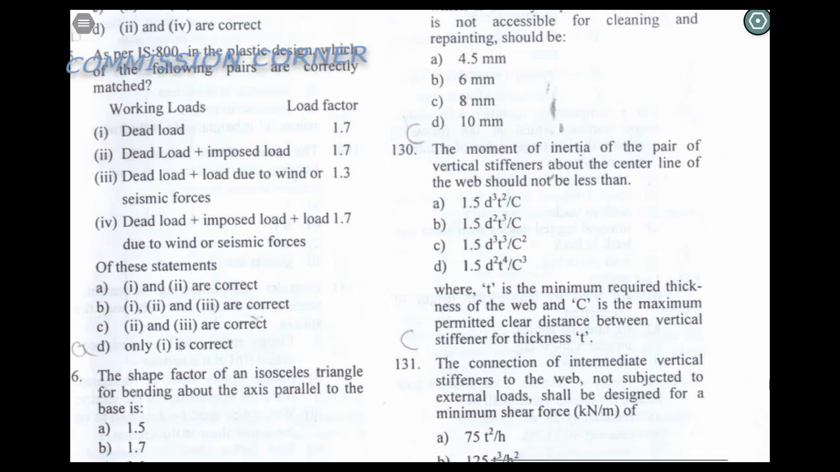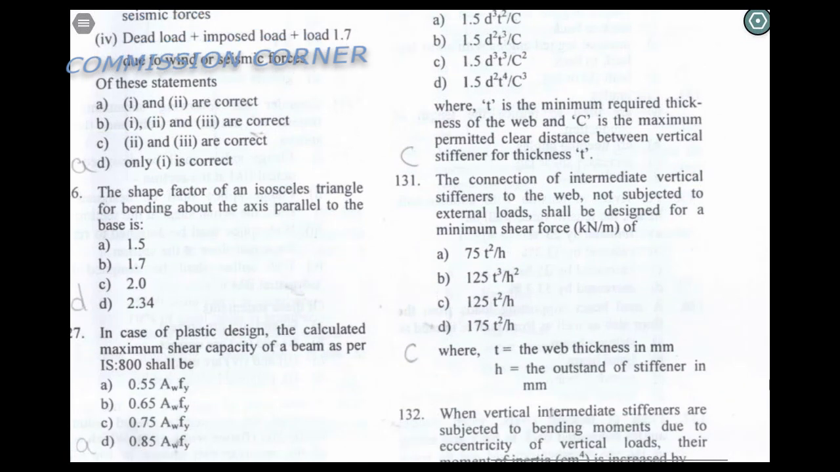Next question. The shape factor of an isosceles triangle for the bending about axis parallel to the base is, option number D is the correct answer, 2.34. Next, question number 127. In case of a plastic design, the calculated maximum shear capacity of beam as per IS 800 shall be, option number A is the correct answer, 0.55 AwFy.